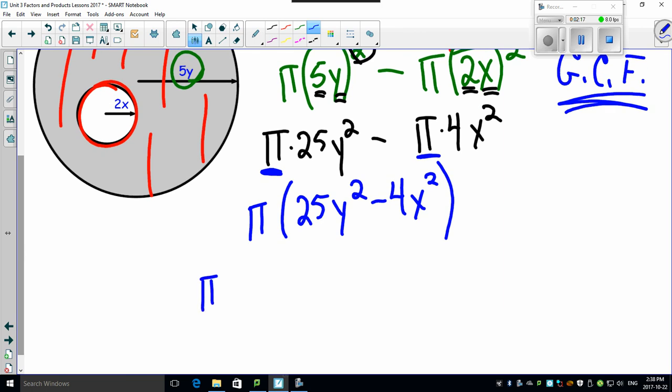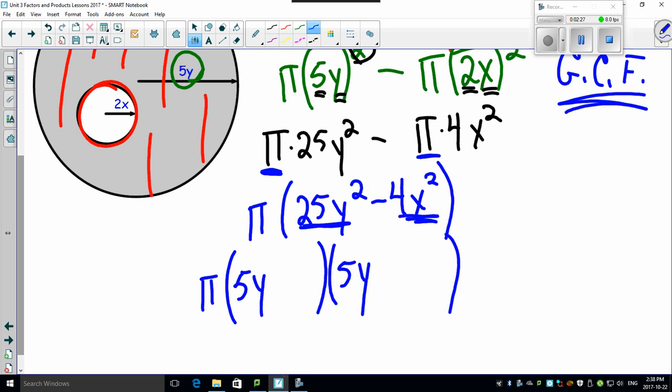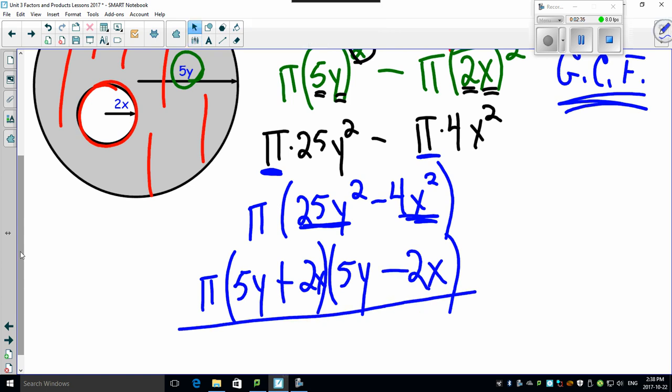Take the pi, put it up front. You know it's going to be two factors. You know it's going to be the square root of this guy, which is 5y and 5y. You know it's going to be the square root of this one, which is 2x and 2x. And you know one's going to be plus, one's going to be minus. And look at that. That is your whole factored form of the donut question.